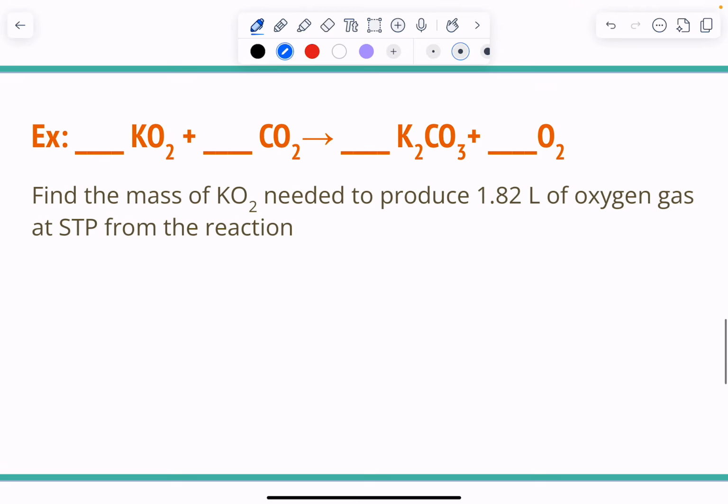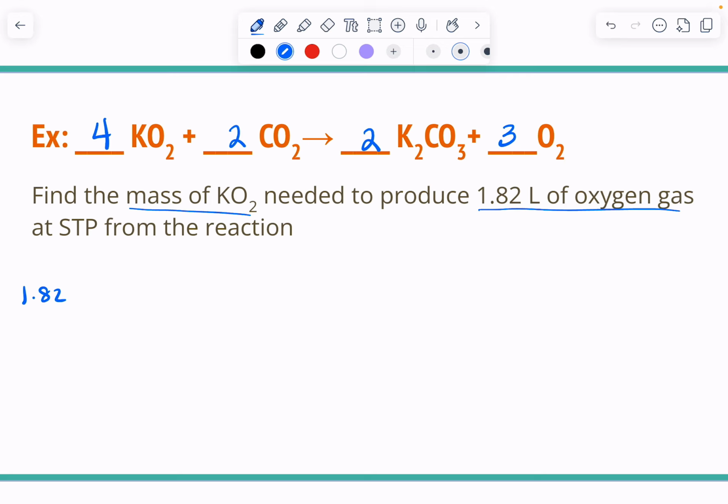So here's an example problem, very similar to what we saw before, just different chemical formula. So our coefficients are as follows. And we're being asked to find the mass of potassium oxide if we want to produce 1.82 liters of oxygen gas. And again, we're at STP.